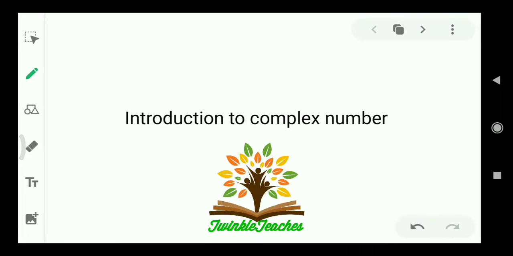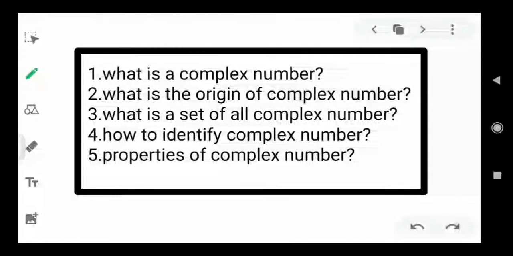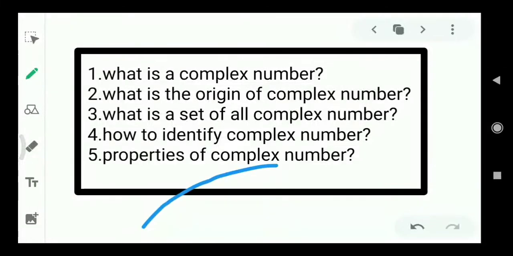Today I am going to give you an introduction to complex numbers. Let me tell you something about me and next we'll come to our lesson. So now in this lesson we will learn what a complex number is, what the origin of complex numbers is, what the set of all complex numbers is, and how to identify a complex number. Also, what are the properties of complex numbers?